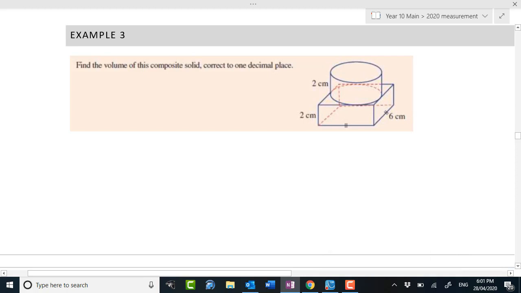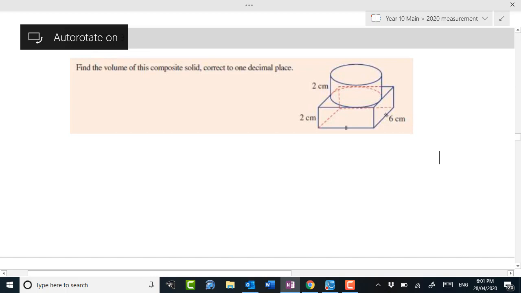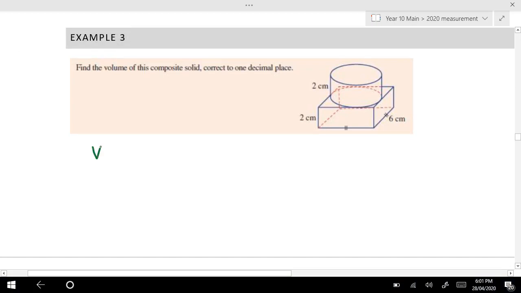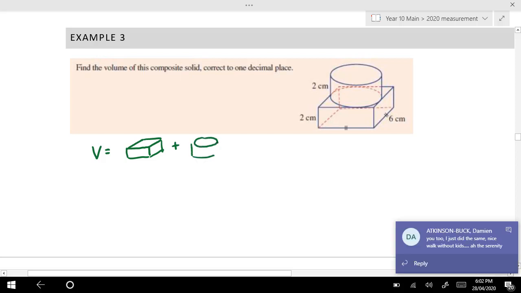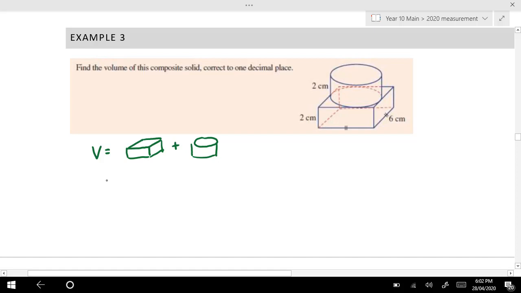So first of all, I've got the volume, and if you wanted to, we've got the volume of a rectangular prism. We've got to find that, and then we've also got the volume of our cylinder. Now, if I add those together, that is going to give me the total.